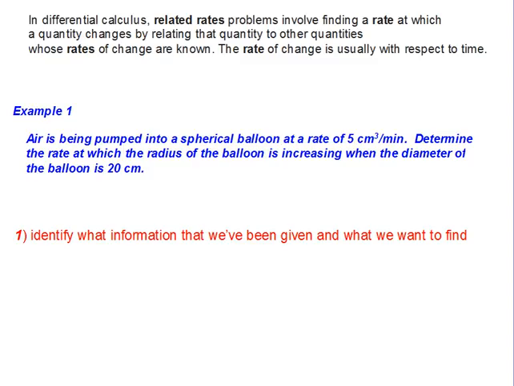So far, in differential calculus, related rate problems involve finding a rate at which a quantity changes by relating that quantity to other quantities, whose rates of change are known. That's why it's called related rates, because these things are related somehow. The rate of change is usually with respect to time, because in the real world, the only thing that's always happening is what? Time, right? It's always going. So every time we take a derivative, guys, it's always with respect to time with these related rates problems, unless we tell you otherwise.